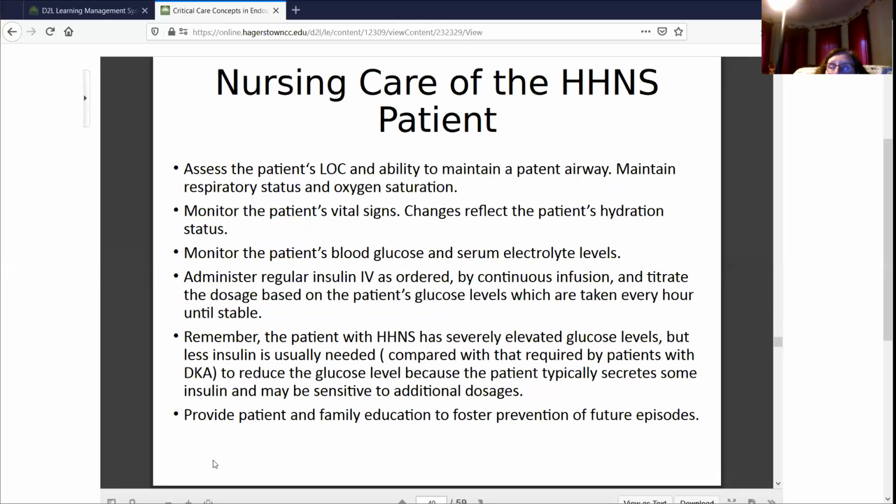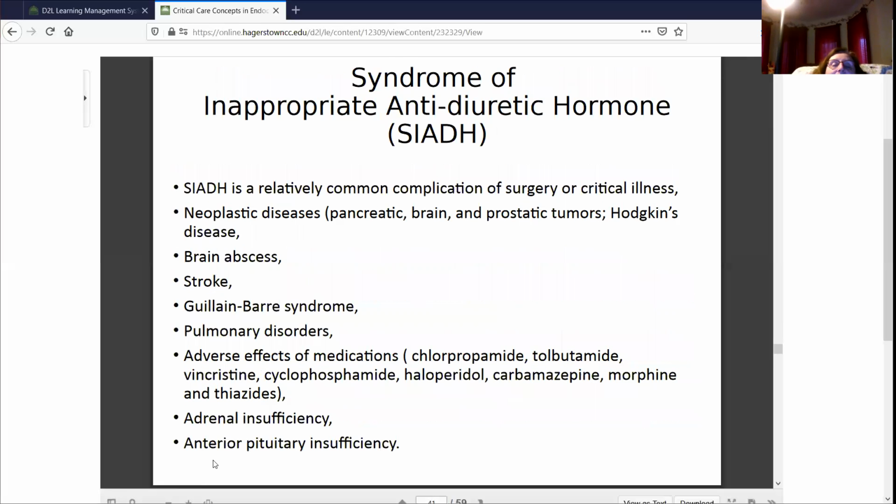Remember, the patient with HHNS has severely elevated glucose levels. Less insulin is usually needed compared with that required by patients with DKA to reduce the glucose level, because the patient typically secretes some insulin and may be sensitive to additional doses. Provide the patient and family education to foster prevention of future episodes of HHNS.